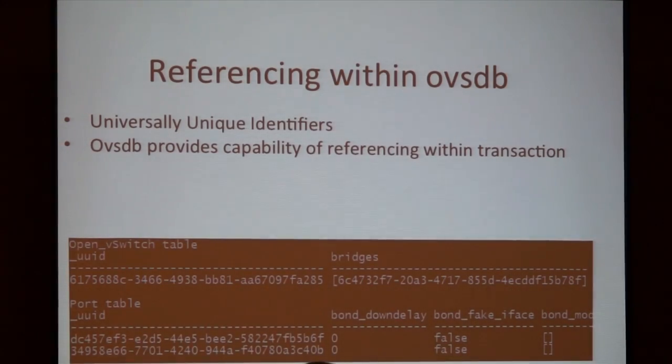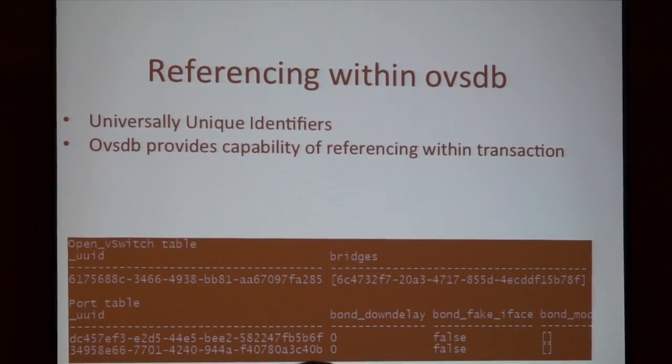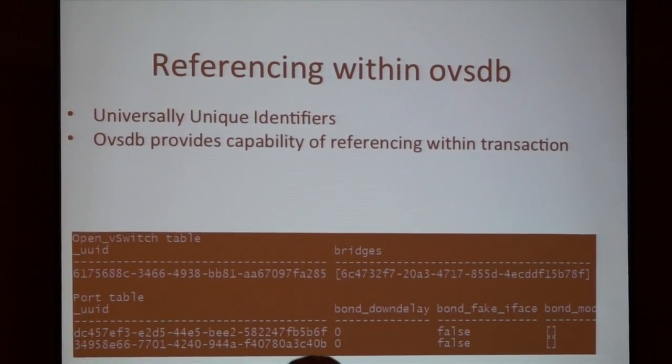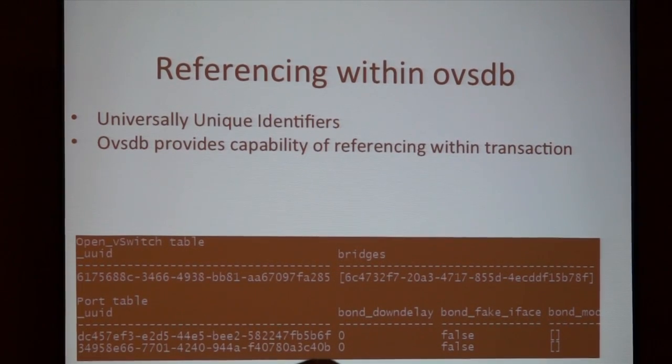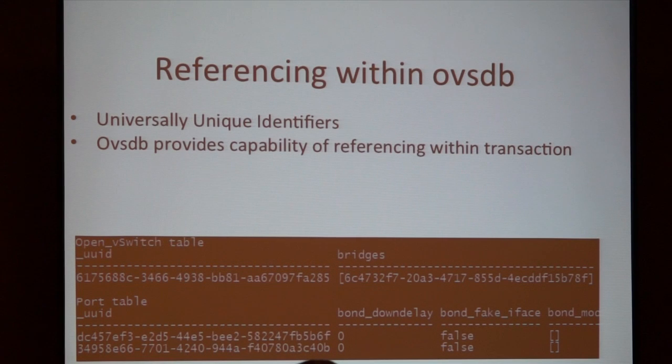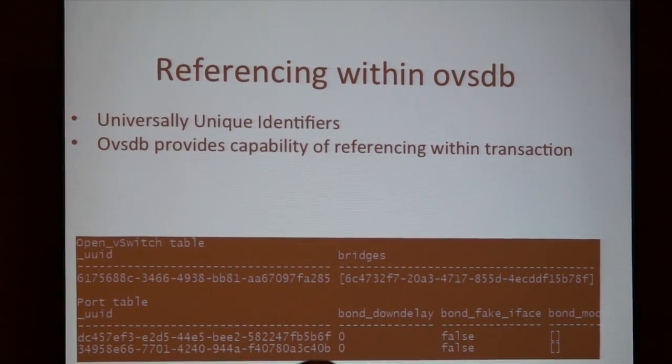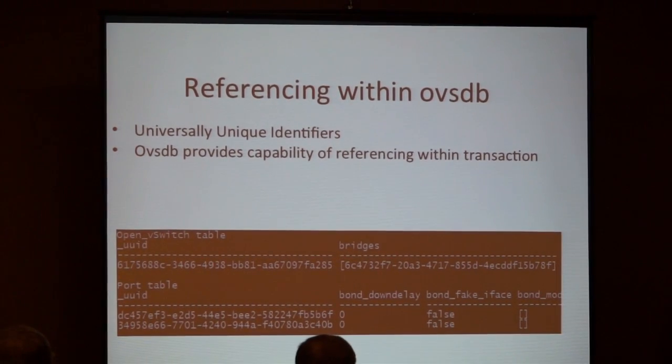Then I thought it would be a good idea to talk about how things are referenced inside the tables. These are universally unique identifiers, UUIDs. An interesting thing is that OVSDB provides the capability of referencing within the OVSDB transaction. So you can make a transaction where you create a bridge, and then you can add a port to that bridge in the same transaction before the UUID is generated, because it's all generated on the OVSDB server side. We don't handle any of that. We can reference it. So I think that's pretty cool.